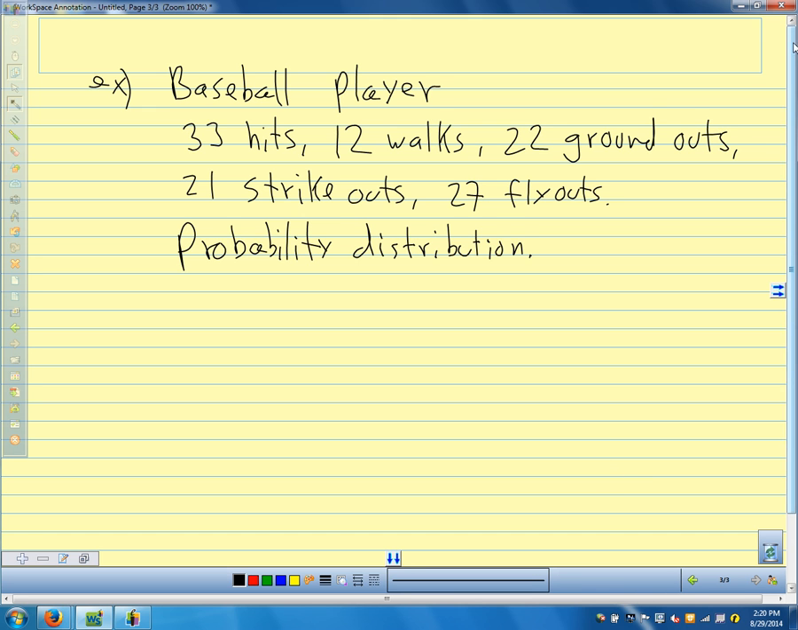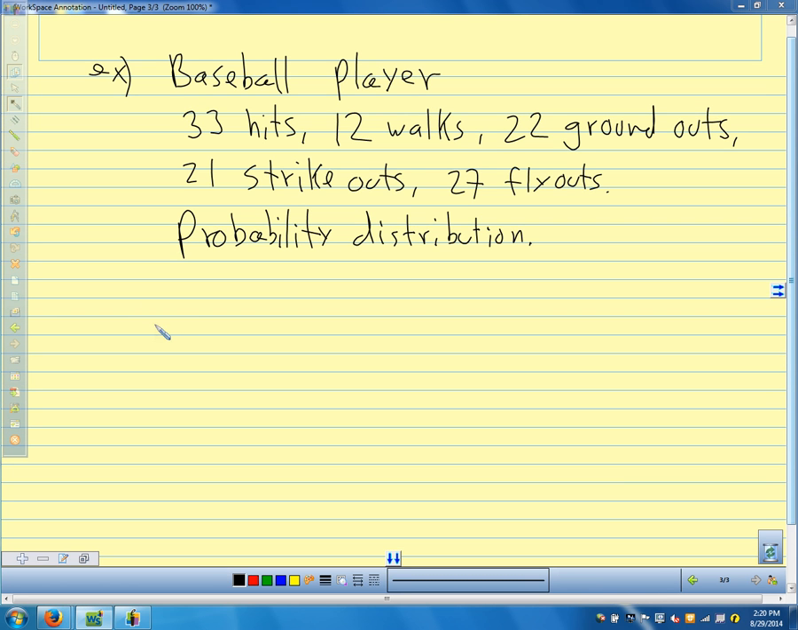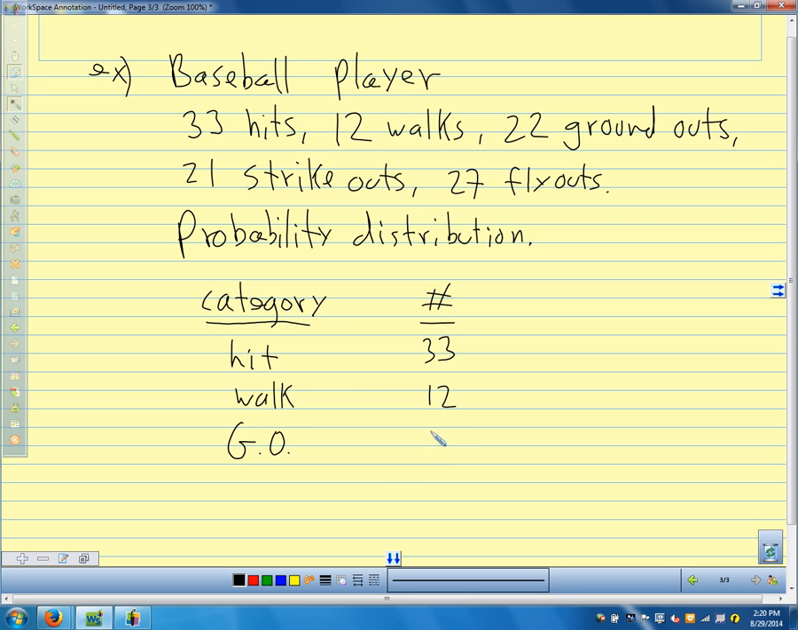So let's make a frequency table. So here is our category. This is what happens, and this is the number in the category. So I'm going to call this category hit, and we have 33, a walk, 12. I'm going to call this GO for ground out, 22, SO for strikeout, 21, and FO for flyout, 27.